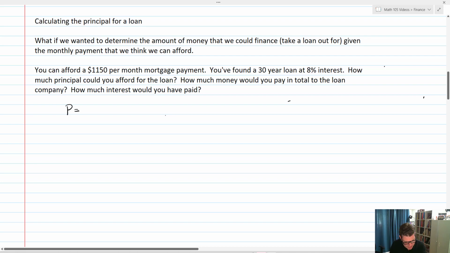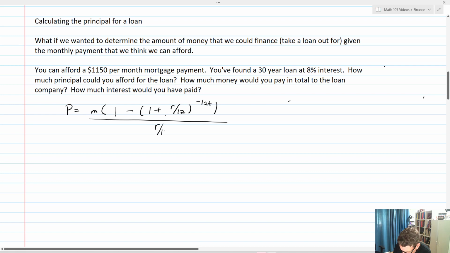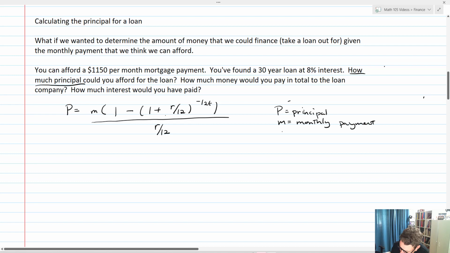So we're going to go with the principal is going to equal the monthly payment times 1 minus (1 plus r over 12) to the negative 12t, in parentheses, all over r over 12. Okay? And so that is our formula. We know P is going to be the principal. That's the thing we're actually solving for. So when I'm asking what the question is asking for, it's asking for how much principal. M equals the monthly payment. R is equal to the rate. And T is going to equal the time for the loan.